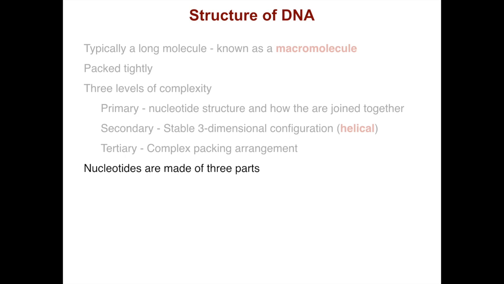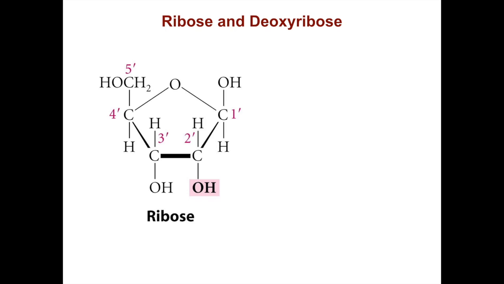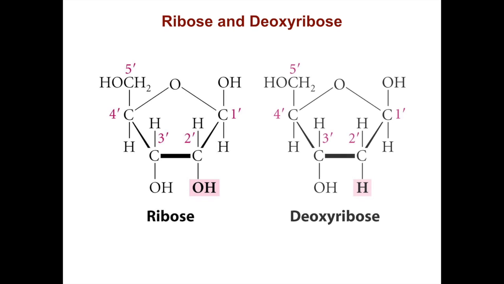Nucleotides are made of three parts: the sugar, the phosphate, and the nitrogen-containing base. So ribose and deoxyribose are the sugars. And these are pentose sugars with 5 carbon atoms. Ribose is the sugar that is in RNA, and deoxyribose is the sugar that is in DNA. The extra oxygen in ribose makes RNA a little less stable because that oxygen is more reactive.